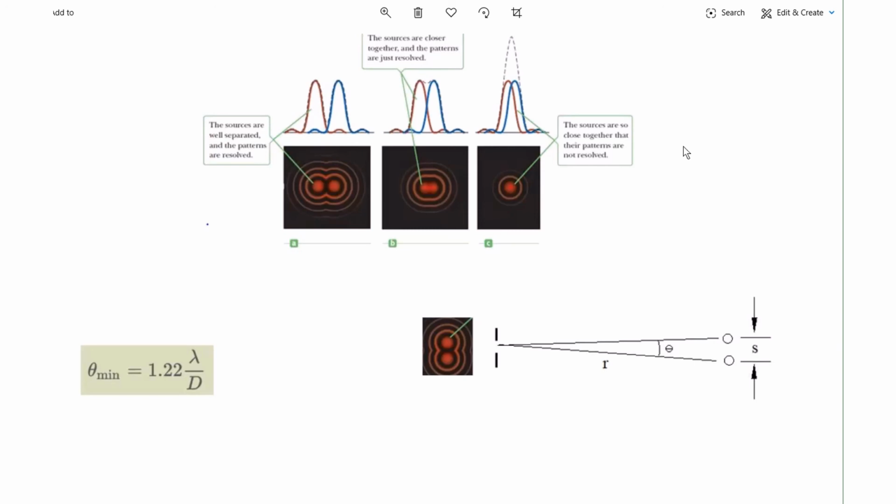Because for smaller angles, you have greater diffraction. For smaller apertures, greater diffraction. For larger apertures, less diffraction. So for a large diameter, you can resolve it better. You have a smaller angle of resolution.